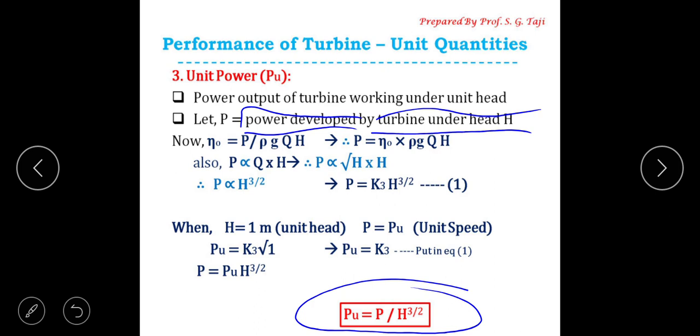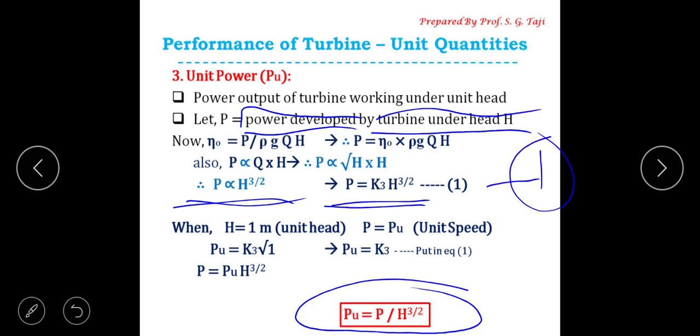Also, P is proportional to Q into H, because efficiency and rho G are constant. Therefore, P is proportional to root H multiplied by H. That is nothing but P is proportional to H to the power of 3 by 2. Remove the proportionality and put the constant of variation K3. P is equal to K3 multiplied by H to the power of 3 by 2. Let us call this equation 1.